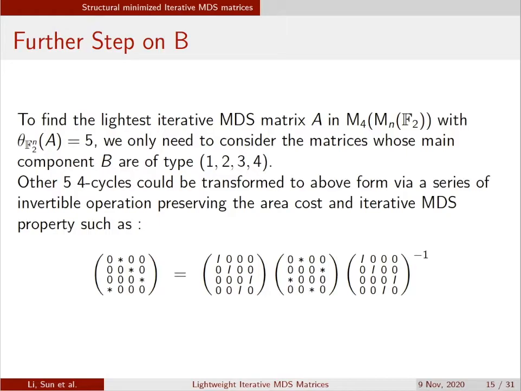To find the lightest iterative MDS matrix in 4n by 4n, or n-bit words, with 5 non-zero blocks, we only need to consider the matrices whose main component B is of type 1, 2, 3, 4. Because four-cycles could be transformed to a certain form via a series of invertible operations preserving the area cost and the iterative MDS properties. In this example, the 1, 2, 3, 4 cycle could be equivalent to 1, 2, 4, 3.